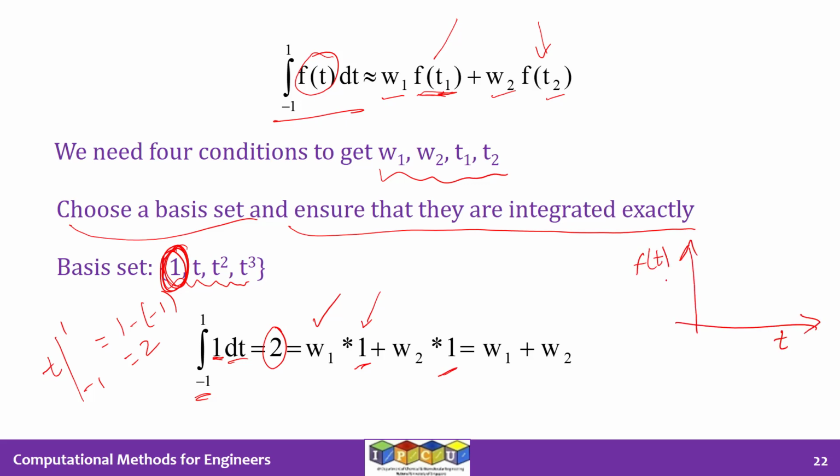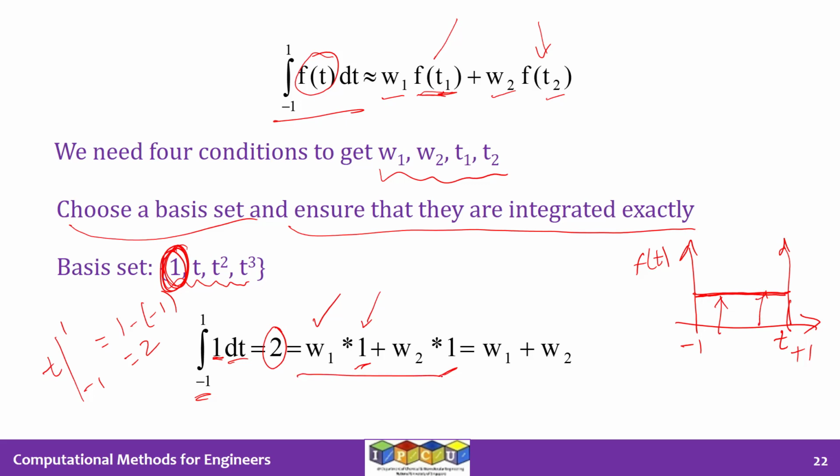This f of t, right? We are considering from -1 to 1 for the range of t. So this is t is equal to -1 and t is equal to +1. So for all values of t between -1 and +1, f of t is 1. That is what our first basis function is. So whether you sample it at the unknown t1 or the unknown t2, you're going to get the function value to be 1.